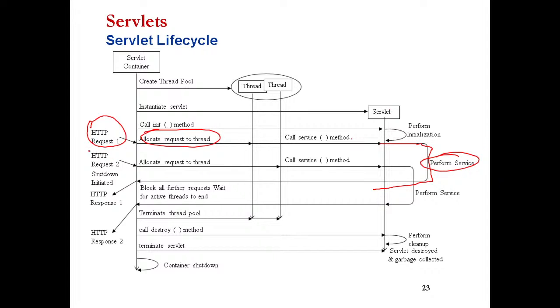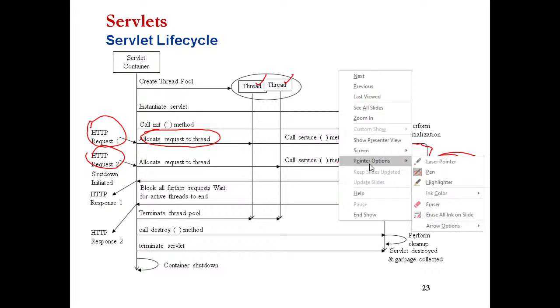If at the same time another HTTP request comes to the same servlet, then it allocates another thread, meaning there are two threads, two requests coming. So it calls the service method, and as soon as the method has been called, it starts performing the services. As service 1 finishes, it blocks all further requests, waits for active threads to end, then terminates the thread pool, calls the destroy method, and finally terminates the servlet. So this is the whole complete way, in detail, how the servlet lifecycle works at the back end of our servers.